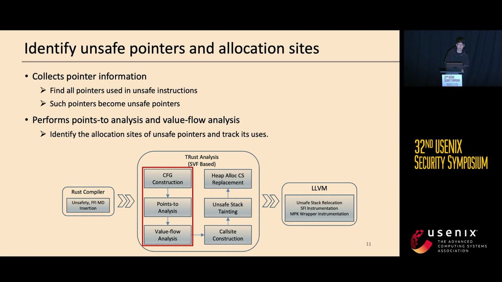In the next step, to identify unsafe pointers and allocation sites, T-Rust collects pointer information to find all pointers used in unsafe instructions, and such pointers become unsafe pointers. And then T-Rust performs points-to analysis and value flow analysis to identify the allocation sites of unsafe pointers and track their uses.